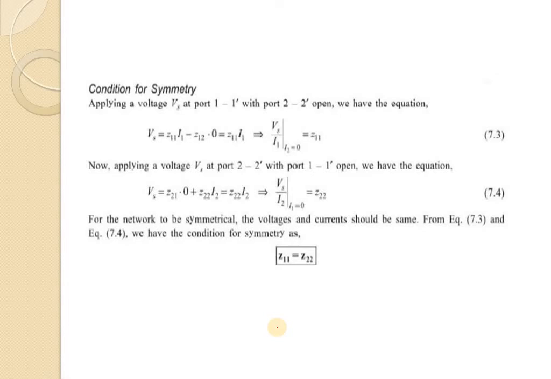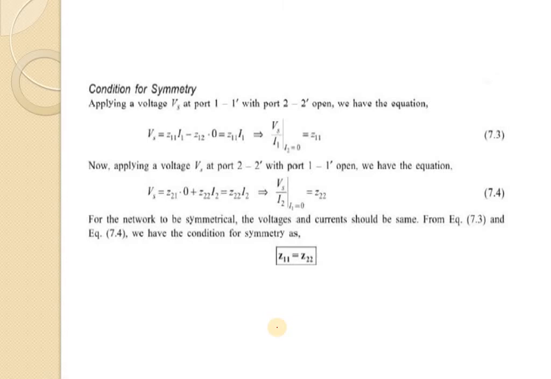So from here we are getting that Z11 equals Vs divided by I1 when I2 equals 0. Now applying a voltage source Vs at port 2 dash, we make the condition just the reverse. At port 2 dash the voltage is applied and port 1 dash is open. So it becomes Z22 equals Vs divided by I2 when I1 equals 0.